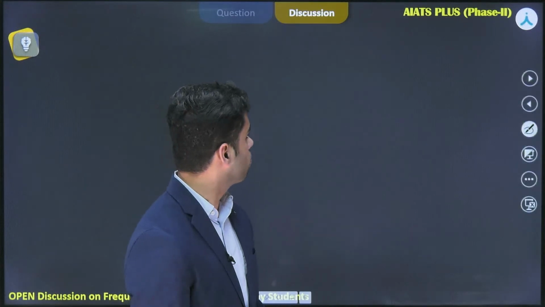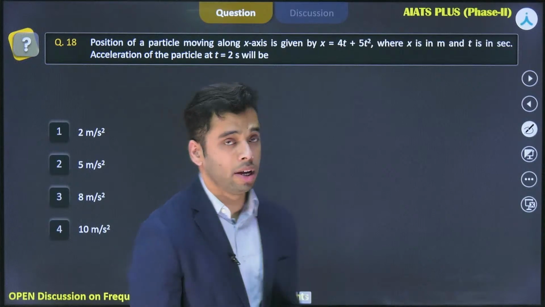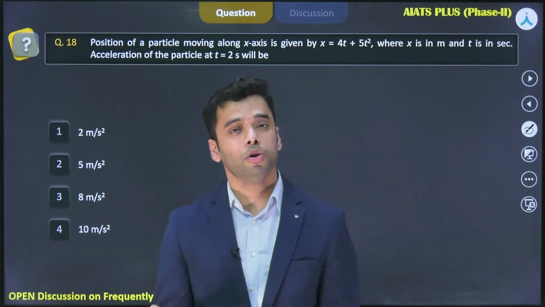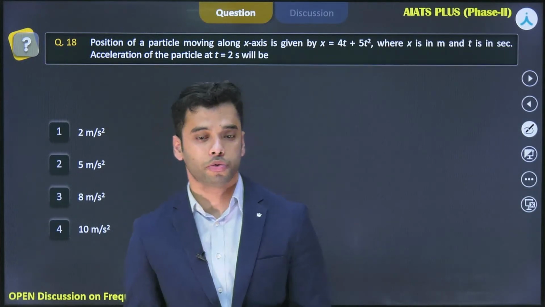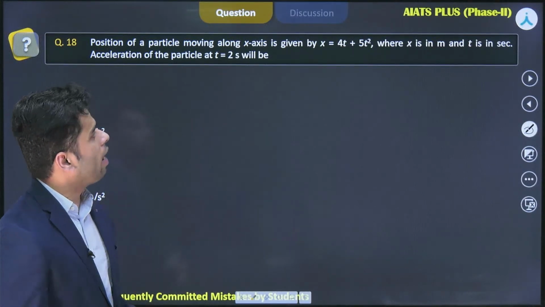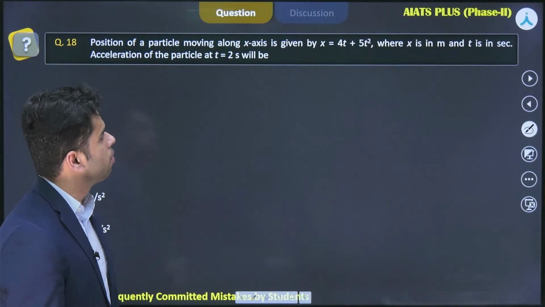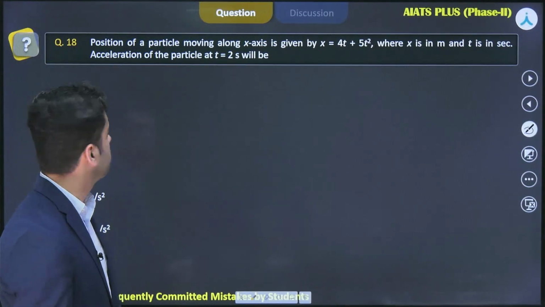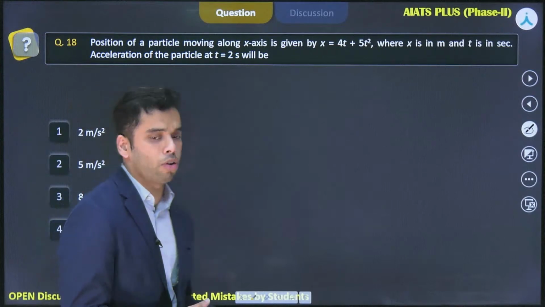Now let's move forward, and there you go. This is problem 18 from the original paper based on the chapter of motion in a straight line. It says that the position of a particle moving along the x-axis is given by x equal to 4t plus 5t square. x is in meter, t is in second. Acceleration of the particle at t equal to 2 seconds will be.